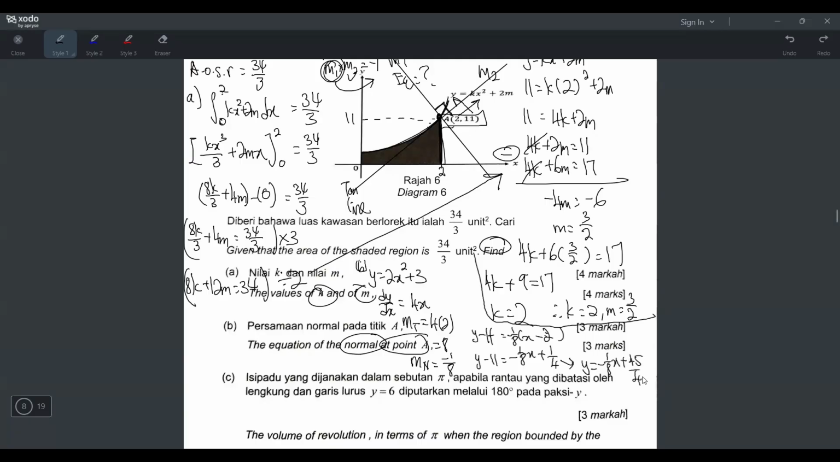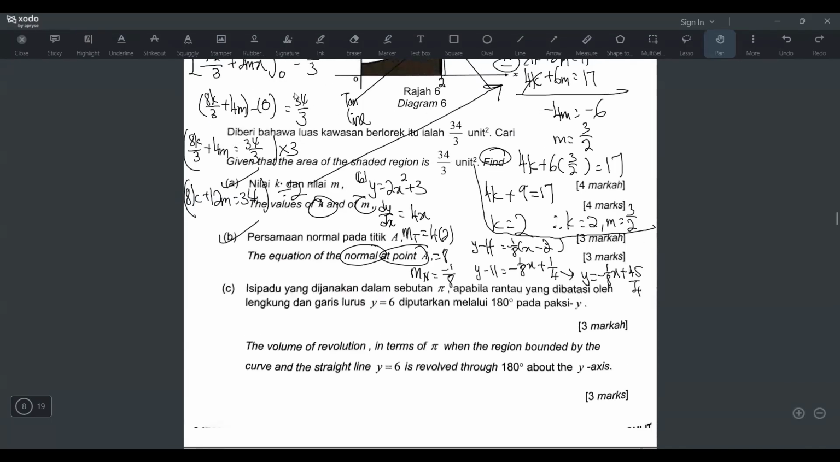-1/8x plus 45/4. Okay, let me just check quickly with the answer. -1/8 plus. Yeah, correct. So this is the equation of normal at point A. So B done already, A also done already. Okay, for my final part, they want to find what? So this is the last part, question C. Okay, let's read the question.